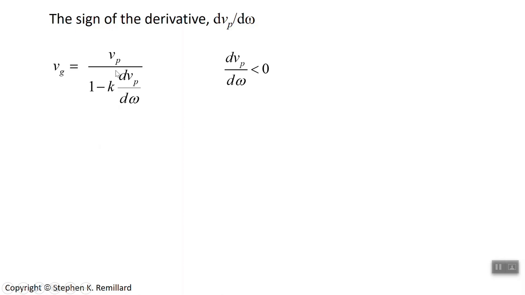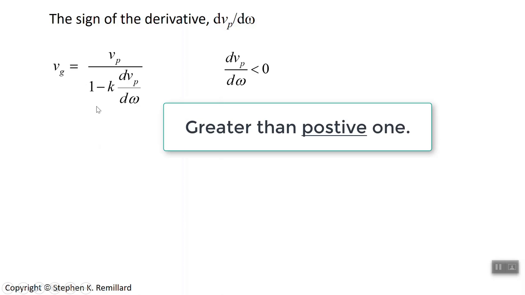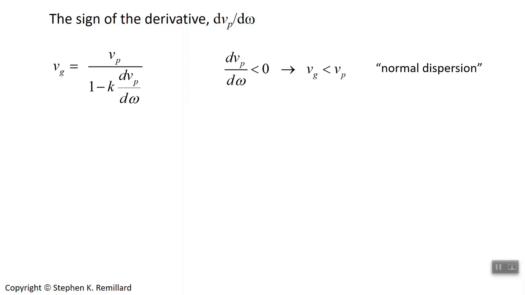it would follow that the denominator is greater than 1. The group velocity is less than the phase velocity. That's normal dispersion. In electromagnetism, when a wave propagates through a dielectric medium, that's usually the case. The group velocity will be less than the phase velocity.